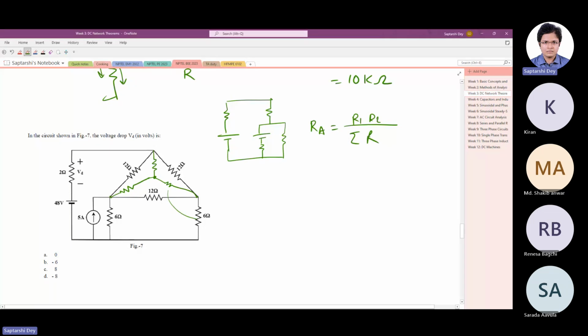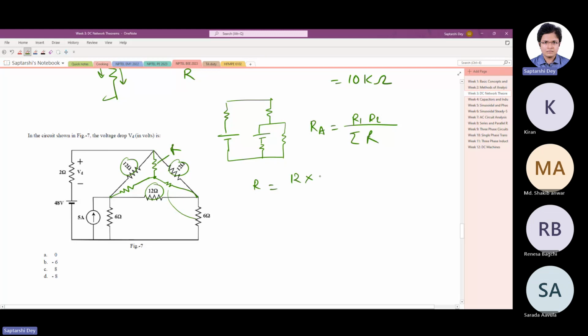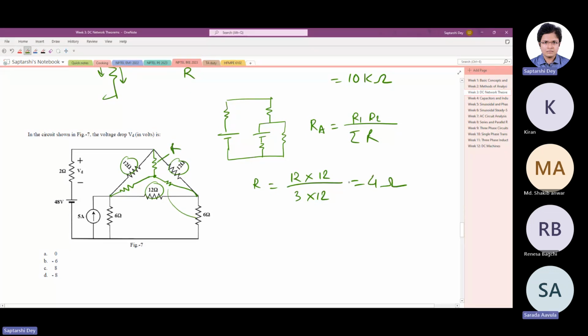So if this is the delta to star formula, then here we all have 12 ohms, 12, 12, 12. So basically these three resistances will be the same. If I call this R, then R will be 12 times 12 by 12 plus 12 plus 12. So 144 by 36, it should be 4 ohm. I'm sorry, 4 only. Okay.